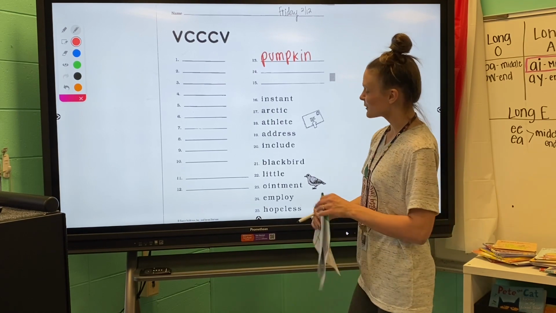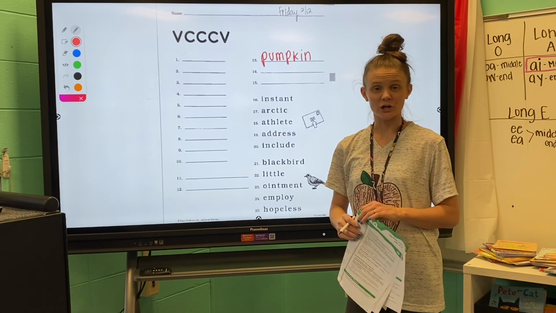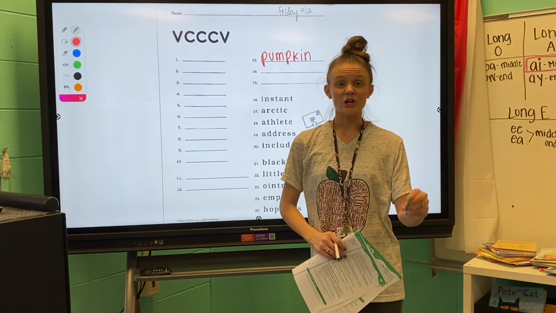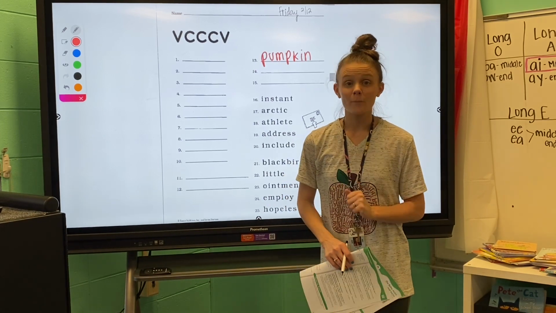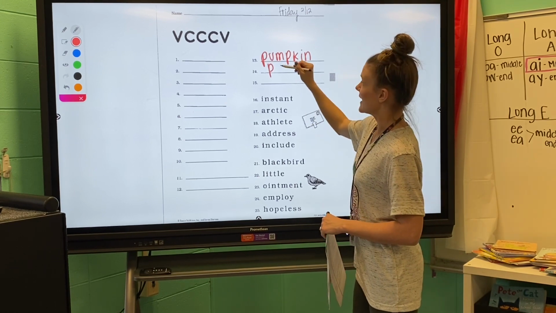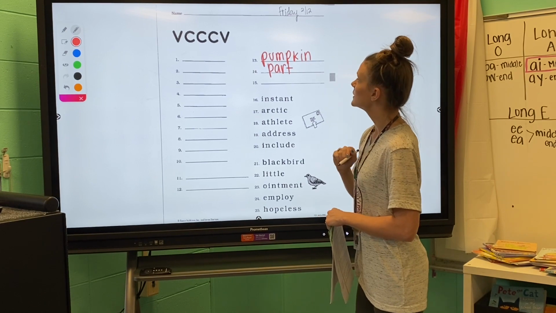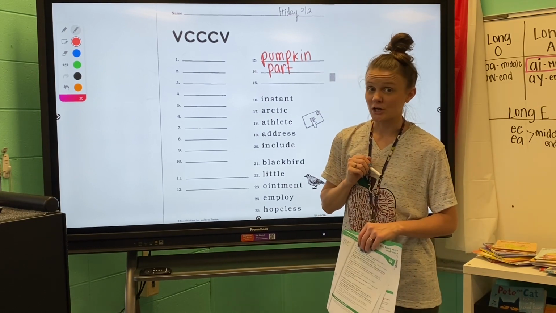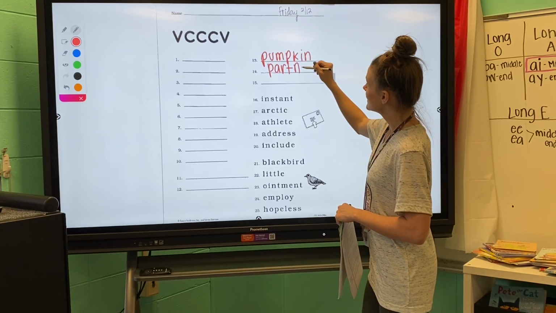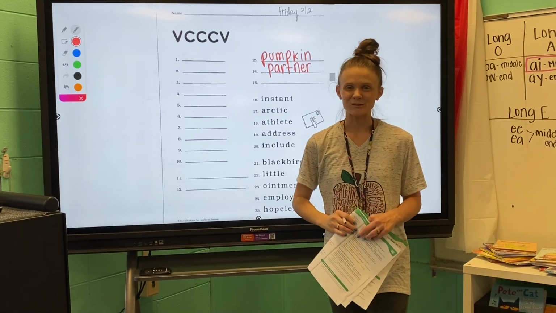Pumpkin. For number 14, we're going to spell the word partner. Partner. This word also has two syllables. Partner. So let's start by writing part. A-R makes the R sound. Part. Now we can write ner. N-er. So I'm writing n-er. And I know that E-R makes the er sound.